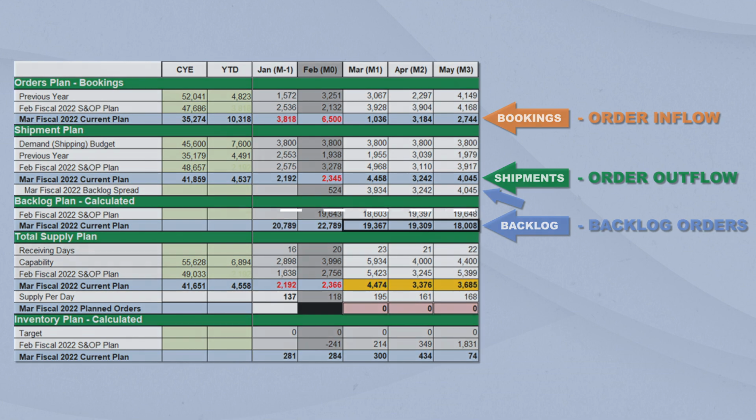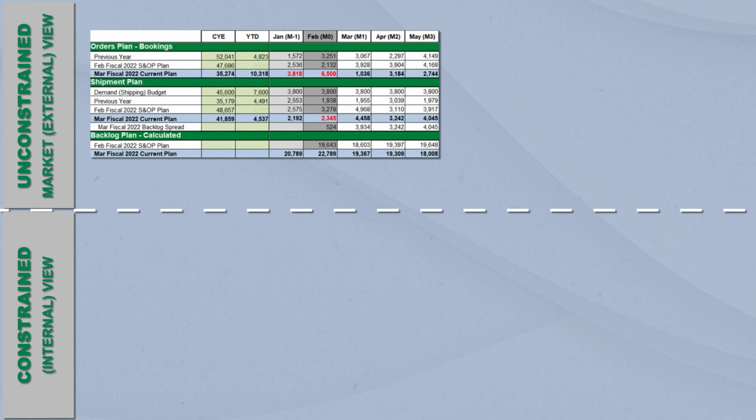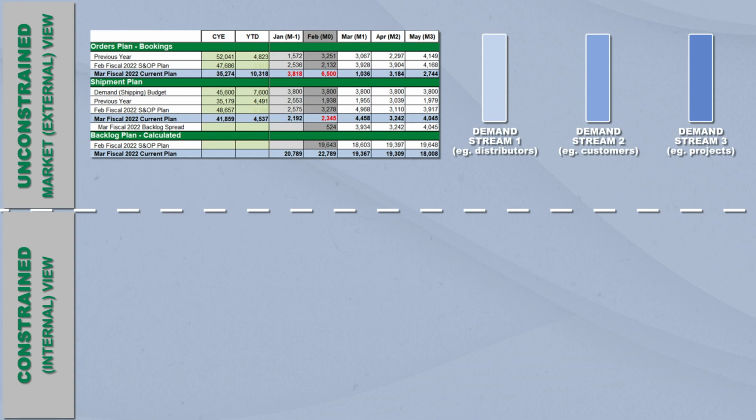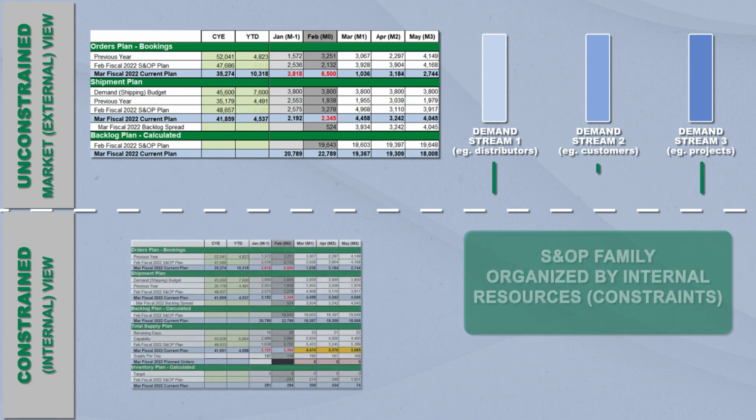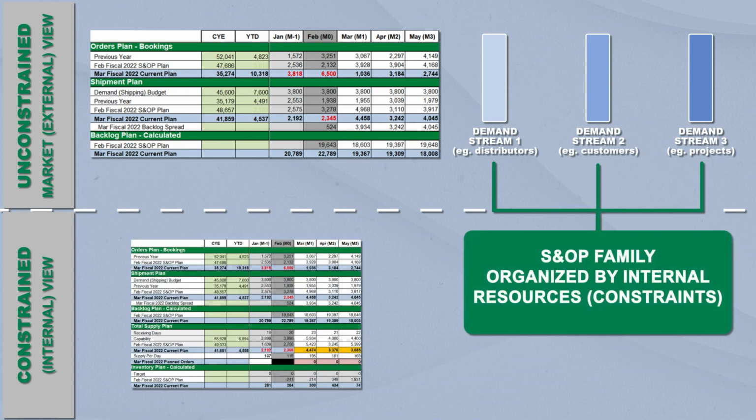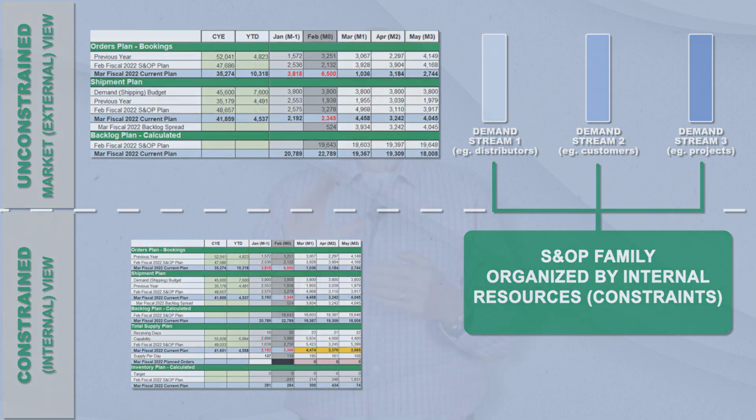If we take a second to go back to that above the line unconstrained versus below the line constrained balanced view of S&OP, the 3 elements I just spoke about, bookings, shipments, and backlog, should all be tracked at that demand stream level and consolidated down to the family view as we link back to the family structure. The unconstrained view of this data is above the line.